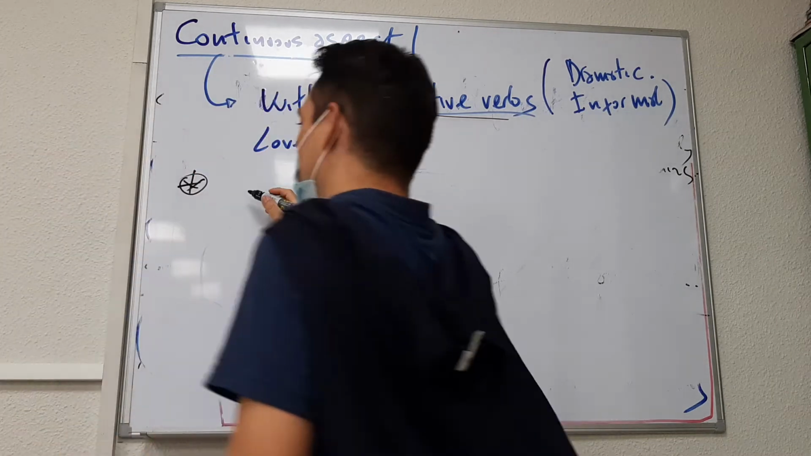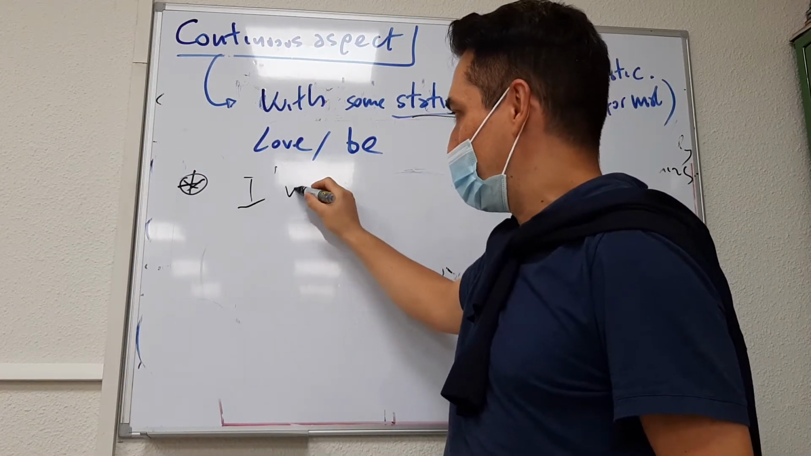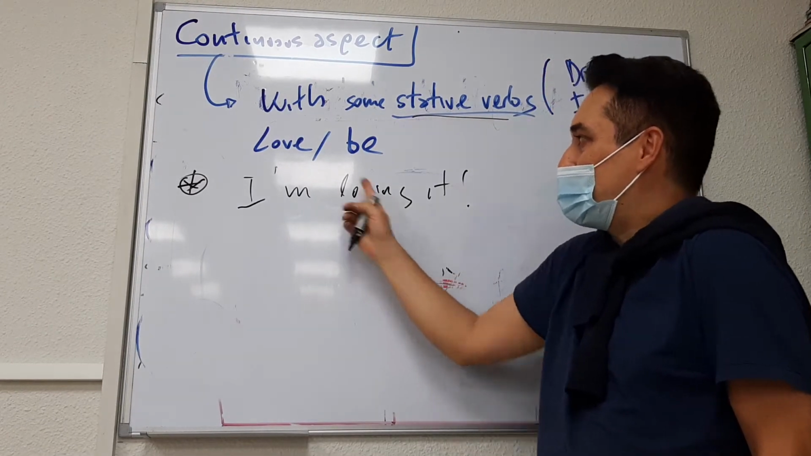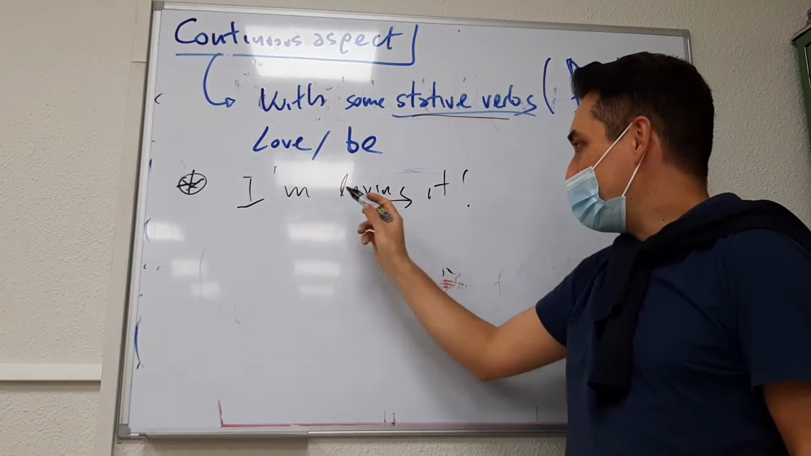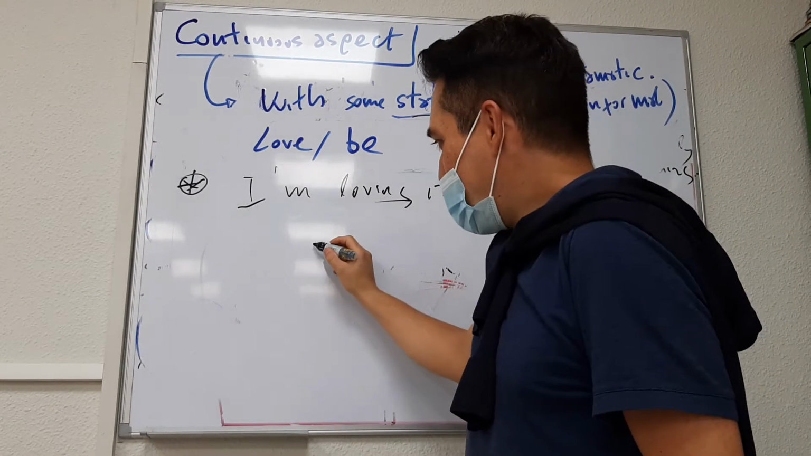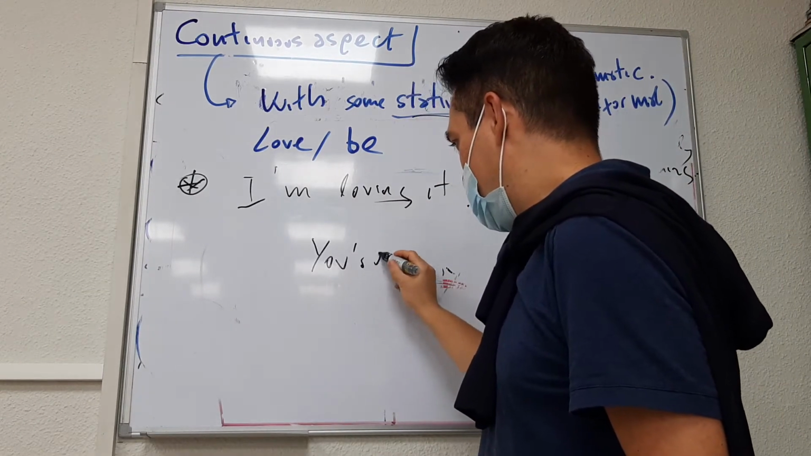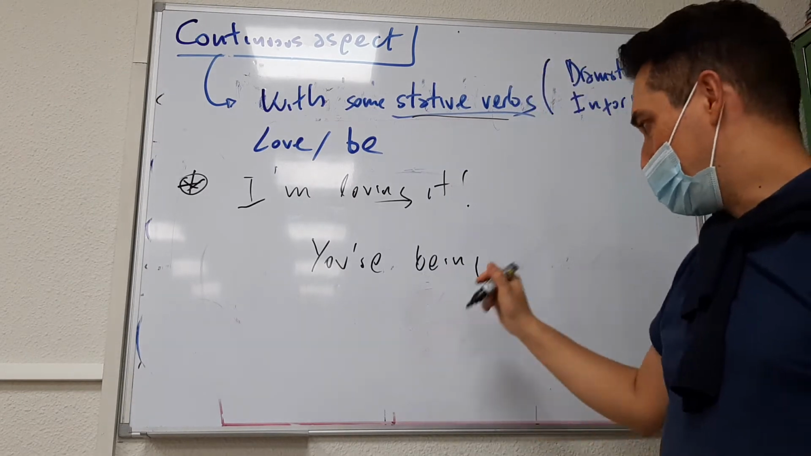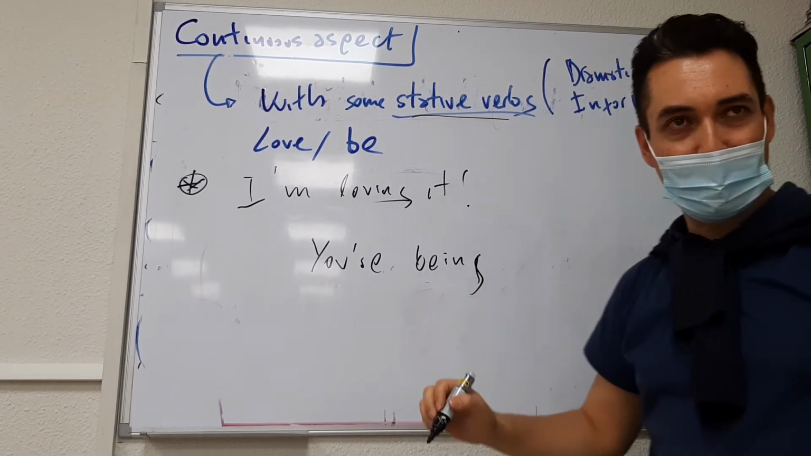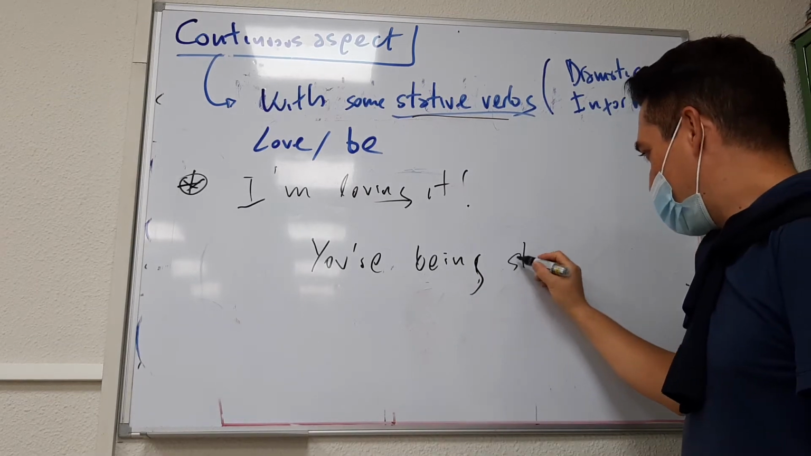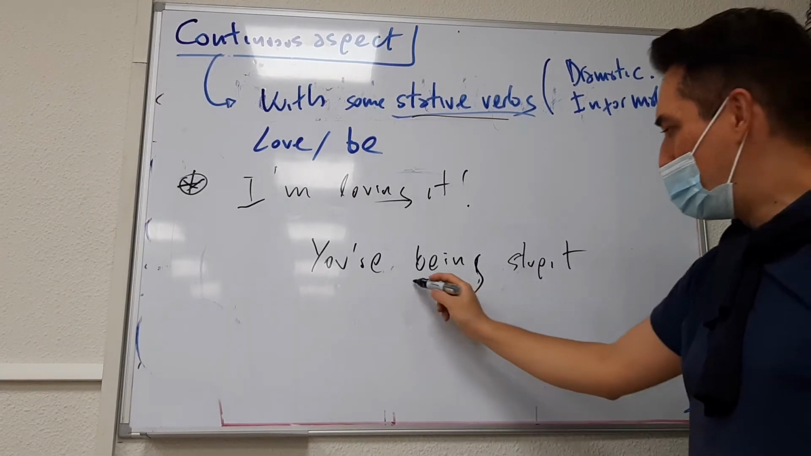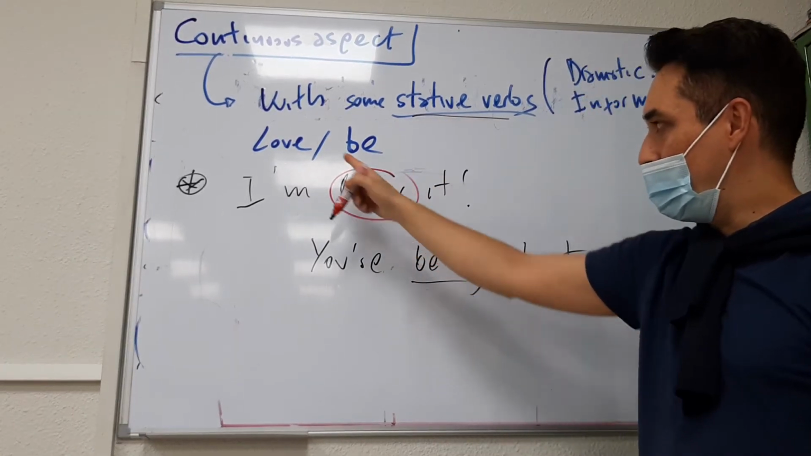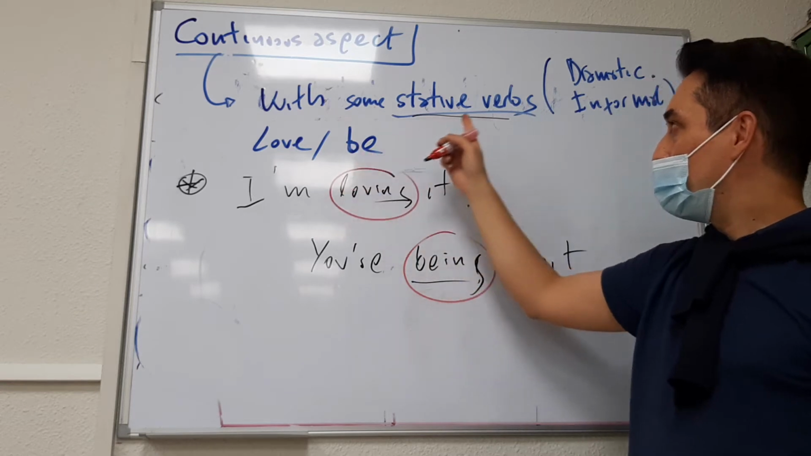So, for instance, take McDonald's: I'm loving it. This is using a stative verb in an ing form. Shut up, you're being stupid. I heard it so many times when I was in the UK. I mean, not because they said it to me, but because they said it to other people. You're being stupid. Again, these are real life examples of love and be, stative verbs, in the ing form.